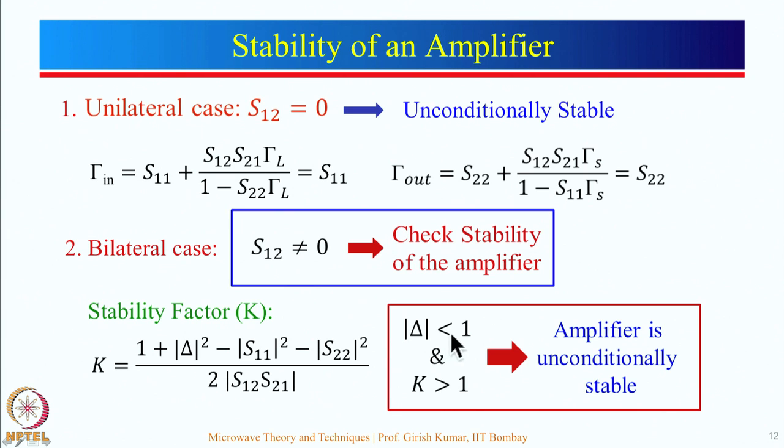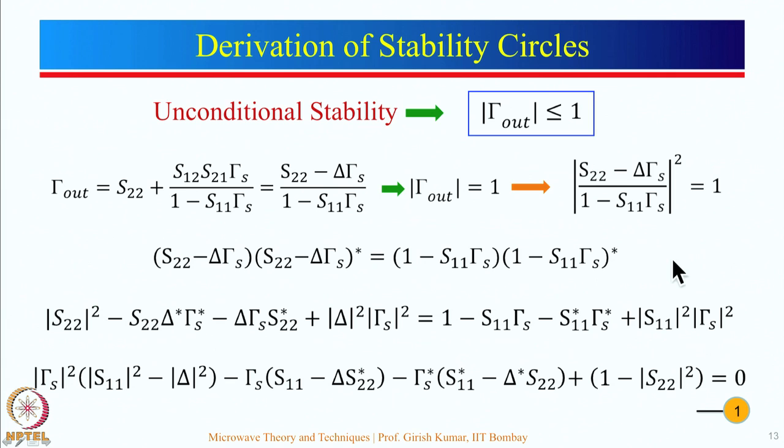But however, if delta is greater than 1, in that particular situation K should be less than 1. So, please remember, if delta is less than 1, then K should be greater than 1. If delta is greater than 1, then K should be less than 1 for the amplifier to be unconditionally stable. Now, let us look at the derivation of stability circles. It will be obvious by the next slide what I mean by stability circles.